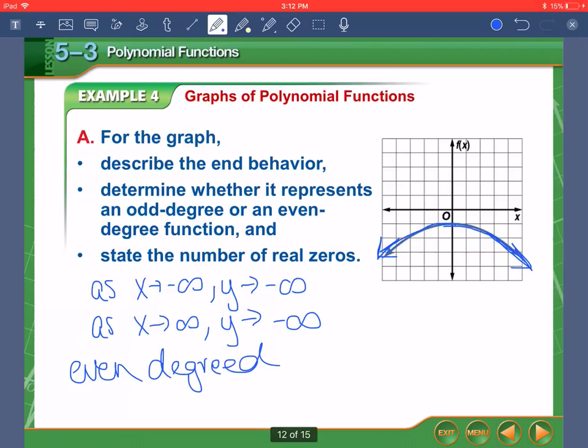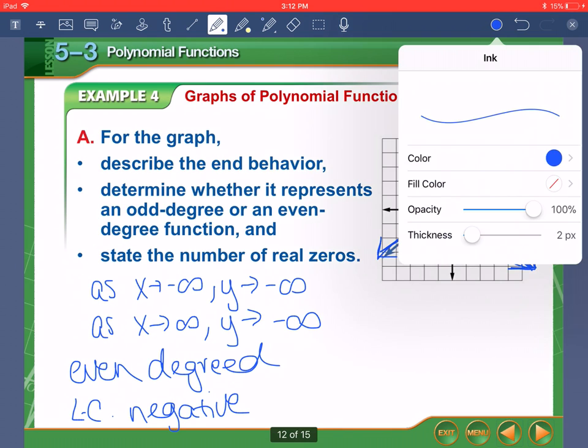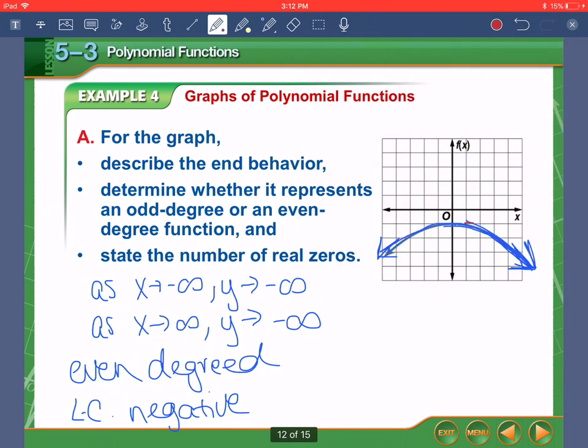Going the same direction. Our lead coefficient has to be negative. I don't know what negative number, but I know it's negative because the end of it is going down towards negative infinity. So this end over here, this right here tells me that it's a negative lead coefficient. Our number of real zeros are how many times we're crossing the x-axis. And we're never actually crossing the x-axis in this polynomial, so we have no real zeros.